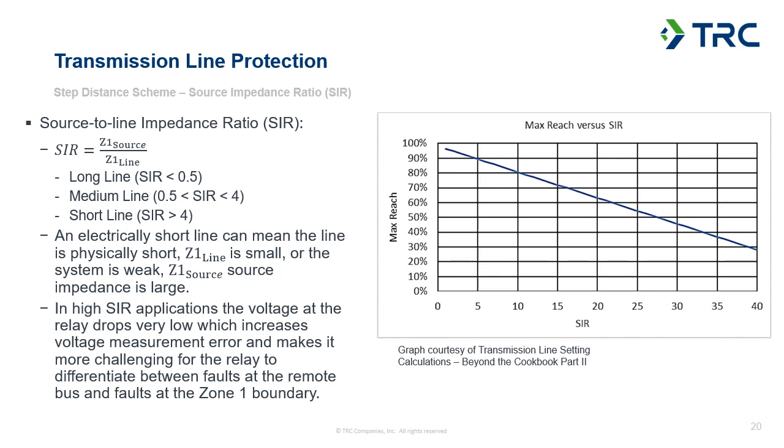And the line length isn't quite as straightforward as the physical line length. You could look at it and say, okay, this is a 50-mile long line. It's physically very long. This is really looking at the electrical characteristics of it. You could have a physically short line, or a moderately short line, with a very strong source behind it that would still look like a long line electrically. Similarly, you could have a fairly long line with a very weak source behind it, and it would look like a short line.